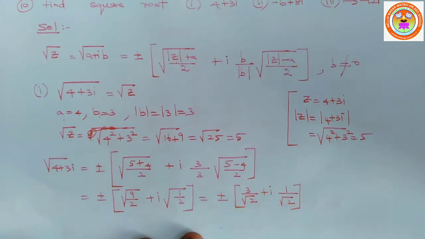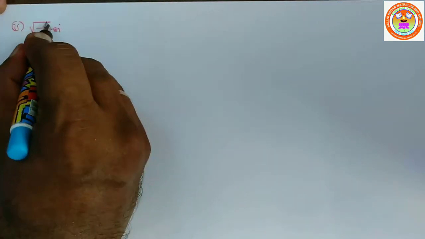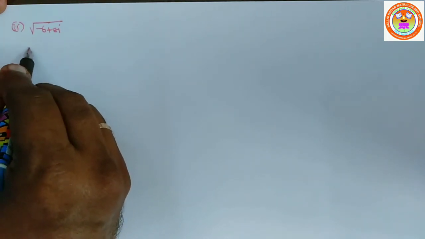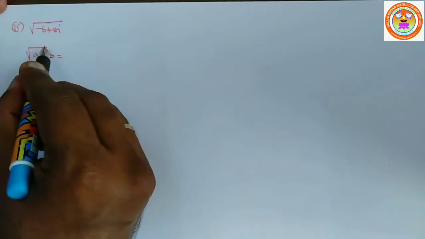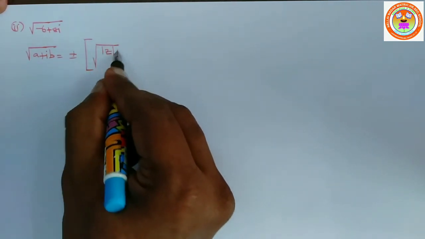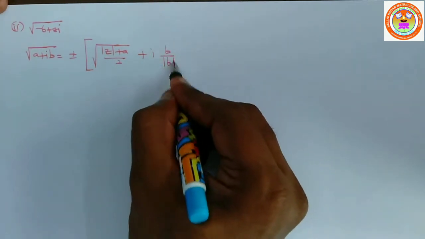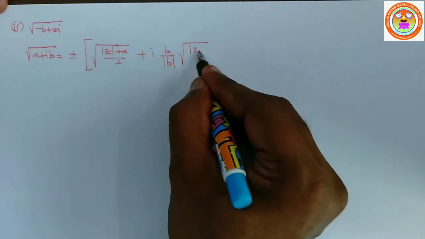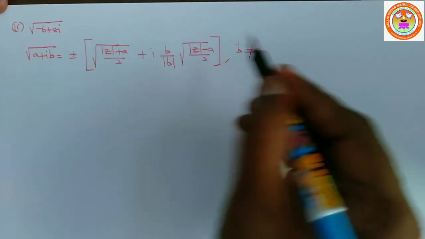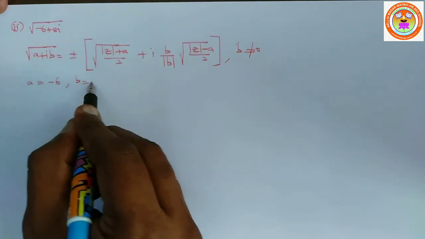Otherwise, you can make only one square. So this is enough. Second subdivision, square root of minus 6 plus 8i. First write the formula. What is the formula? Square root of a plus ib is equal to plus or minus square root of modulus of z plus a by 2 plus i b divided by modulus of b, square root of modulus of z minus a by 2, where b is not equal to 0. Here a is nothing but minus 6, b is equal to 8.